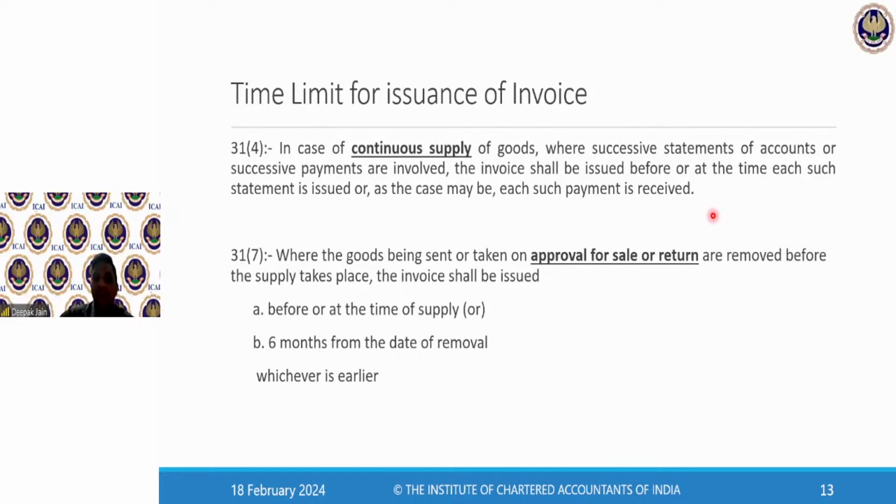There will not be a meter reading every time. Once it refills, based on how much usage has happened through the pump for that aeroplane, I will raise a statement saying that from 1st to 15th, you have used this much. When I give the statement, at that time itself, I have to raise an invoice. So continuous supply means there is no single supply. It is a series of supplies which is happening, called continuous supply.